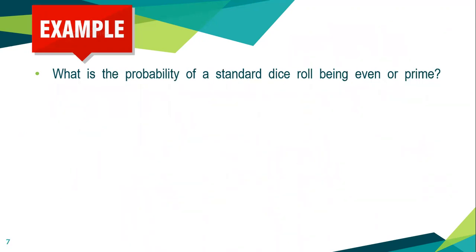What is the probability of a standard dice roll being even or prime? Again, we are going to use a dice in our experiment. So if it is a die, the sample space will be, I'm giving the sample space 1, 2, 3, 4, 5, and 6. These are the total outcomes. Okay?